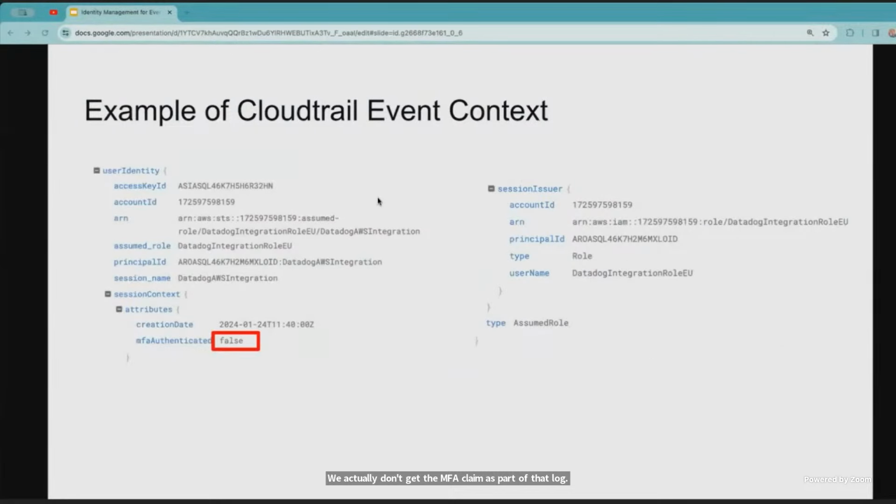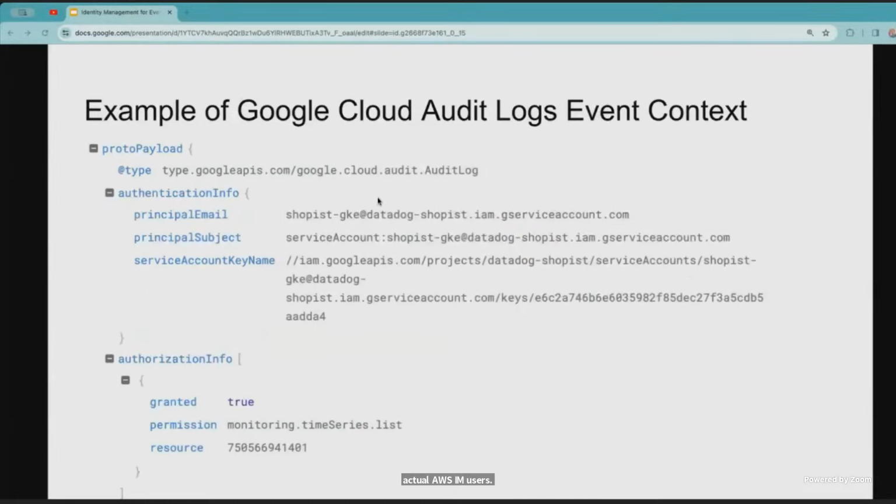In CloudTrail, we get this, but we only get it for actual AWS IAM users. We don't get it for federated authentication. And then Google Cloud, same thing. That MFA status actually doesn't get passed into the cloud provider's audit log as part of the action that was taken. So again, super, super limited in terms of what we have on the audit log side.